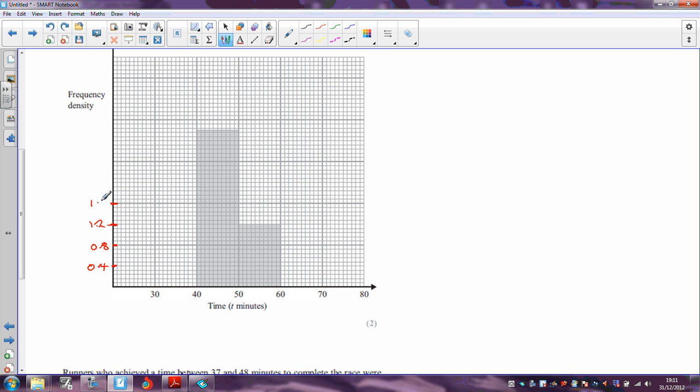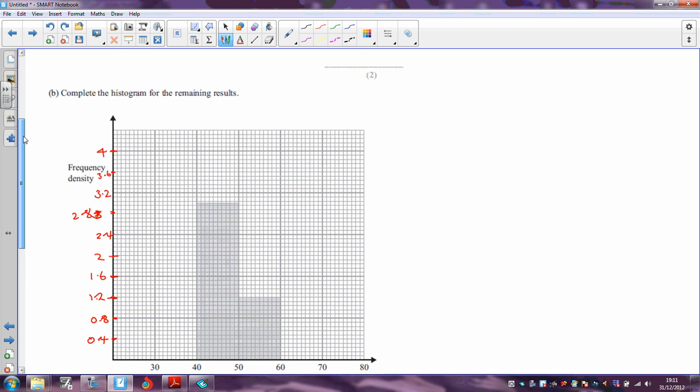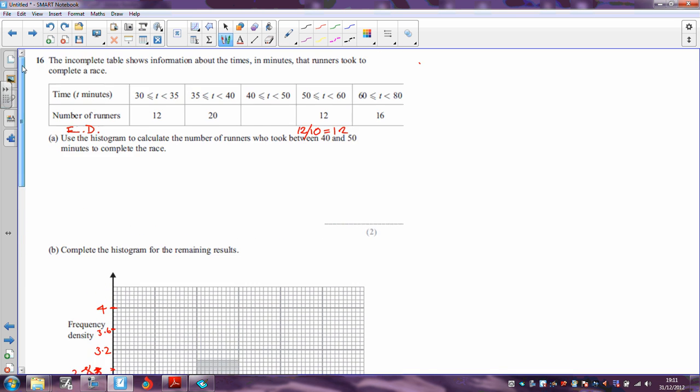That must be 1.6. Here we have 2. 2.4 is there. Okay, that must be 2.8, sorry, 2.8. This must be 3.2. This must be 3.6. And this must be 4 up there. Okay, so from that now we can start filling in the table here.